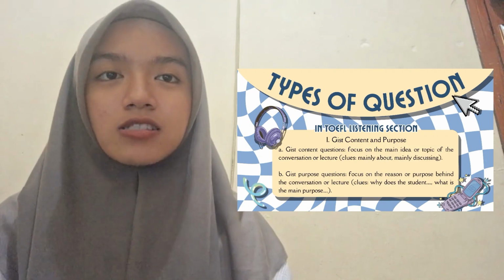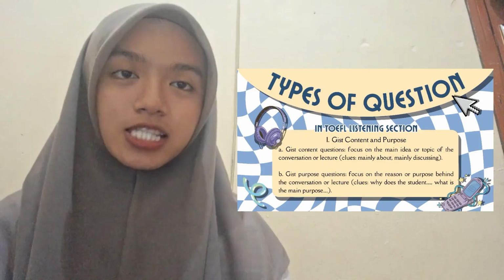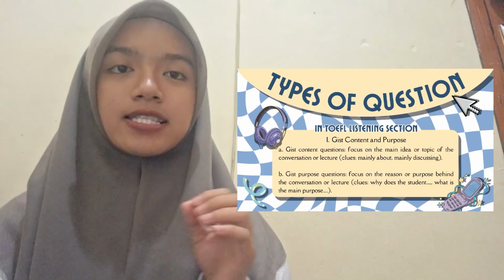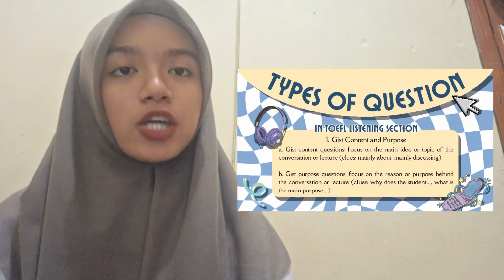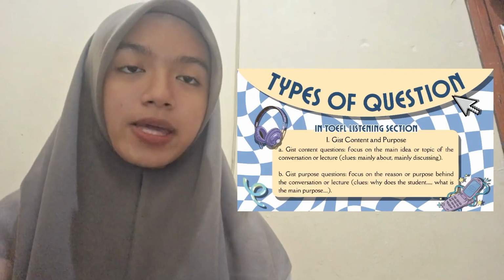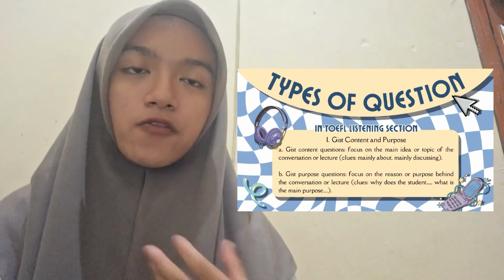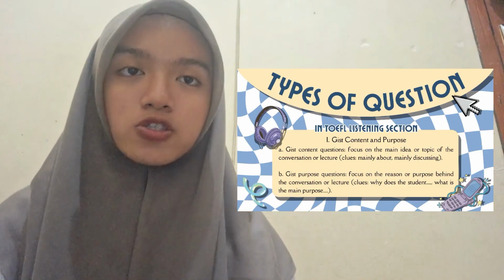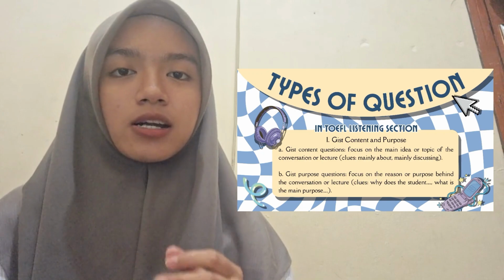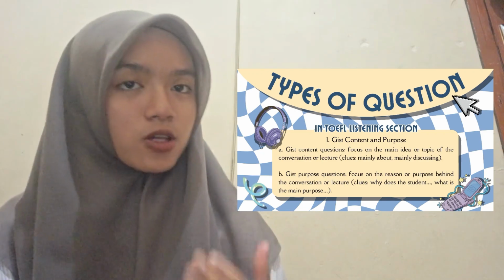The first one is called gist content and gist purpose. So what is the difference between them? Gist content asks you to identify the main idea or topic in the conversation or lecture. You can recognize this by words like mainly about or mainly discussing. While gist purpose is focused on the purpose or reason behind the conversation or lecture. And the clue is like, why does the student say blah blah blah, or what is the purpose of blah blah blah.